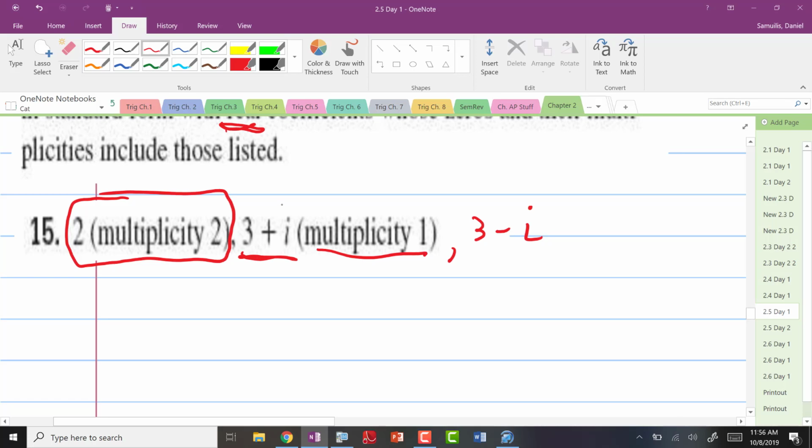But this has nothing to do with multiplicities. This has to do with the complex conjugate theorem. And you have to write this. You have to come up with this one. All right, so we'll call this f of x again. And then we'll say x minus 2 times x minus 2.